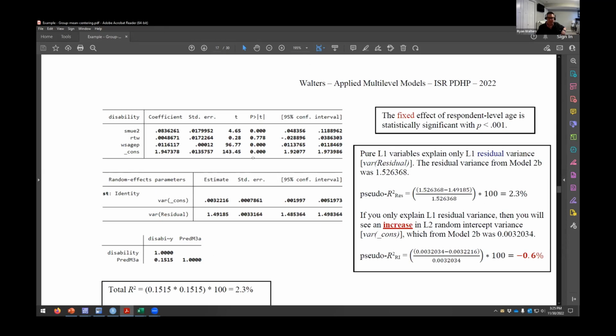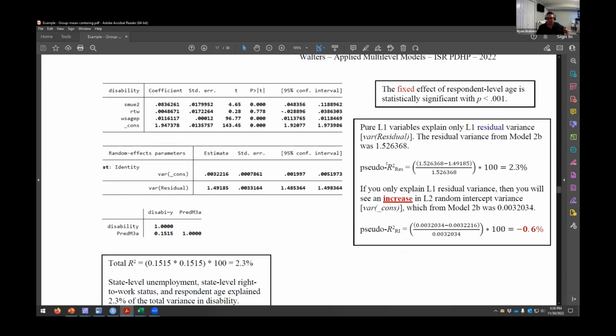Scroll down. That within state age variable is 0.0116, statistically significant. What that means is that people who are 1 year older relative to their state's mean average have 0.0116 points higher disability scores. That fixed effect, again, is statistically significant. How we quantify in terms of effect size whether this predictor actually matters is we calculate pseudo R squared.